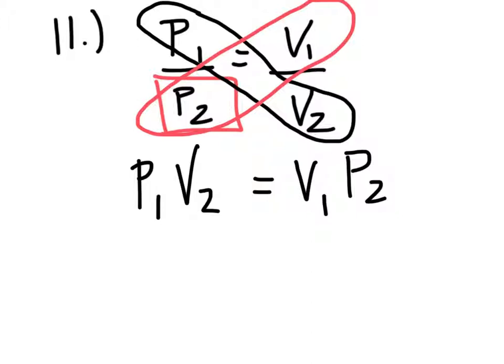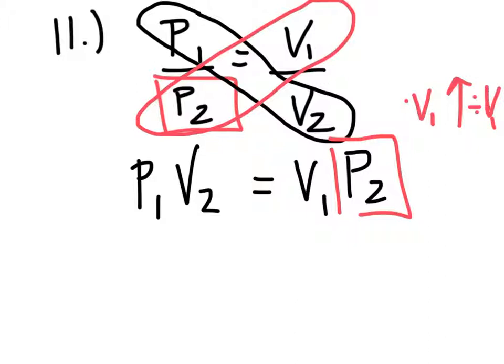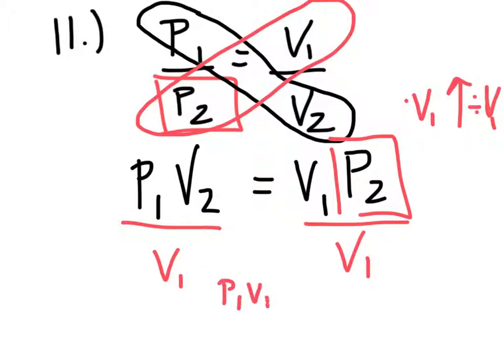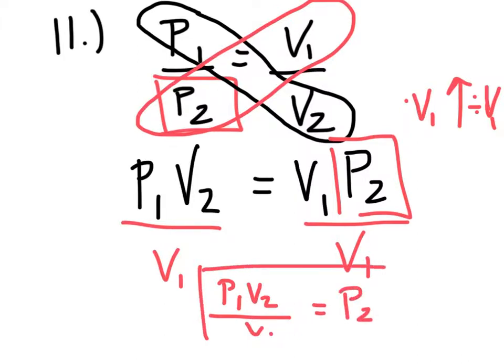And so I'm solving for P2. So if I ask myself what's happening to P2, well, it's being multiplied by V1. So to solve, I simply need to divide by V1. So I'm going to divide both sides of the equation by V1, and I'm going to get that P1 V2 divided by V1 equals P2. And that's your final answer.